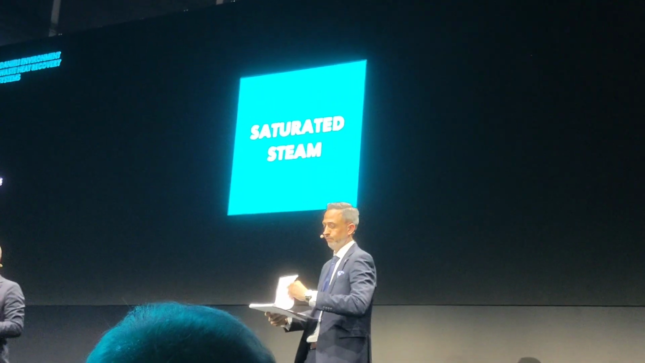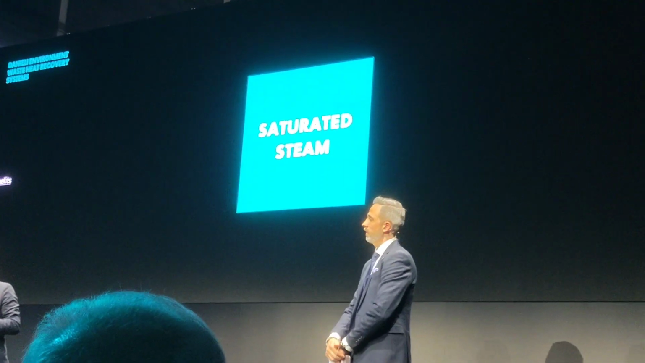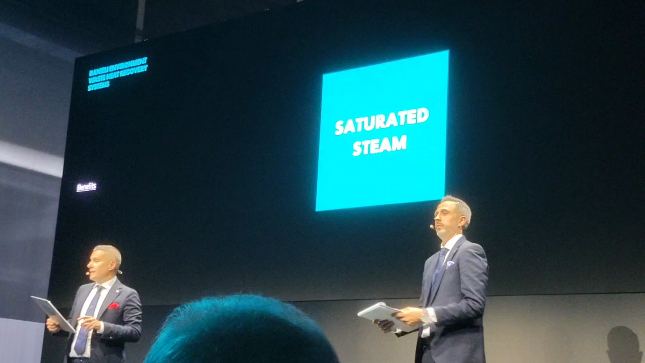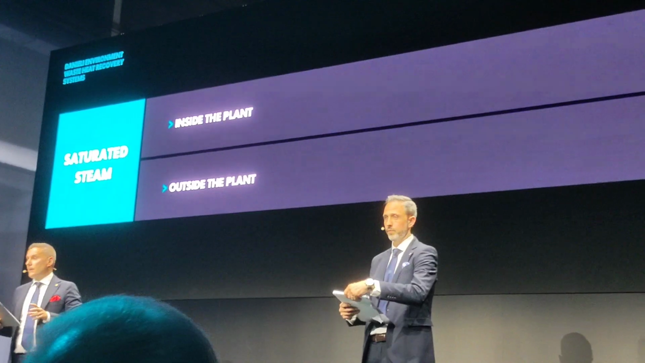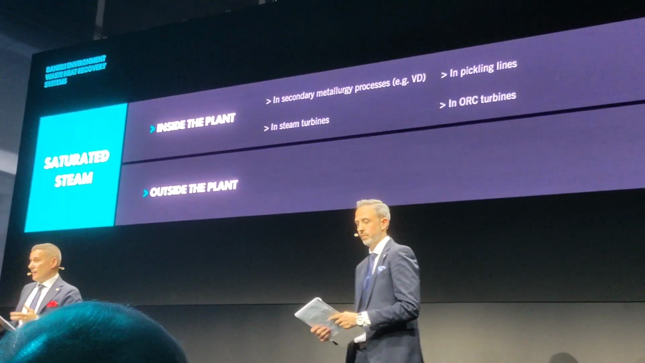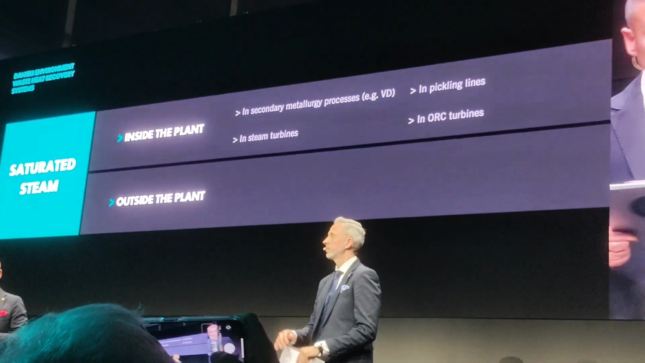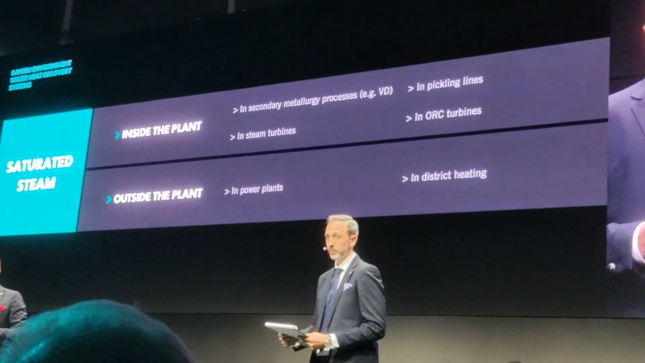I think we said many times during this presentation, but an important plus of the steam as output of the system are the many applications that it can have both inside and outside the plant. So, just to recap, inside the plant, the steam can be used for vacuum degassing, RH, steam turbine, pickling line, or organic Rankine cycle turbine. And outside the plant, as we said, for power plant or district heating.